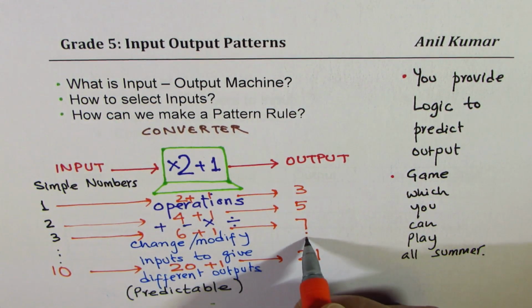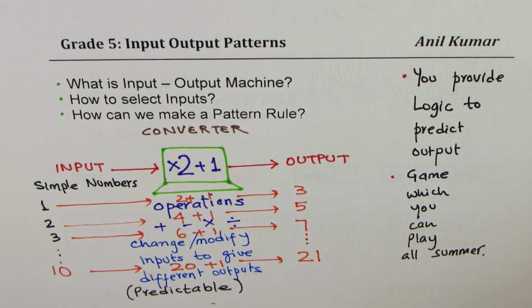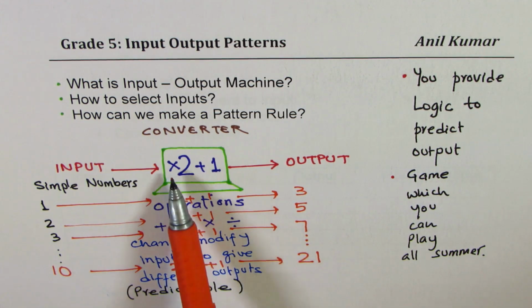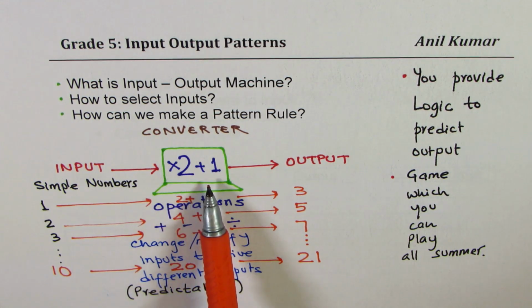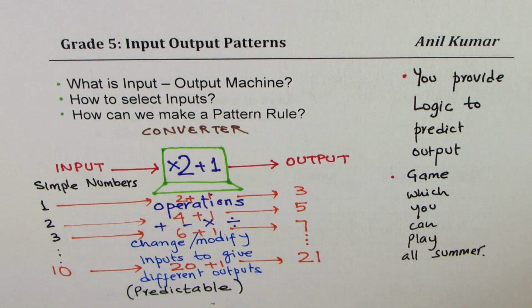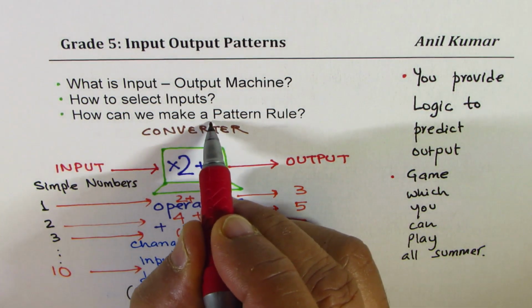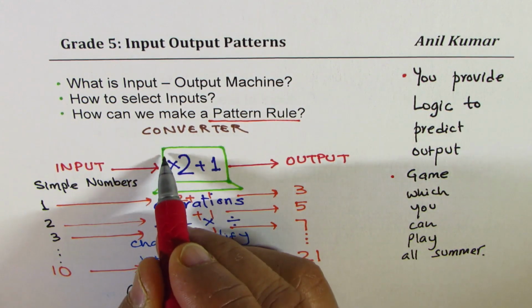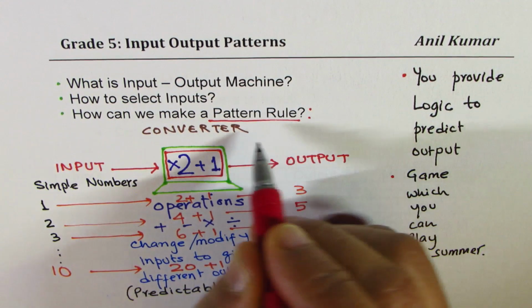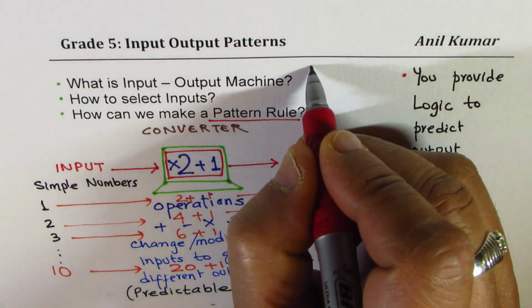Do you see? So that becomes a game. You can ask your friend, if you enter 100, what should be the output? Right? So that is how it can be played. And this portion, what the machine is going to do, you can decide, and whatever you decide will be called a pattern rule. Do you see that? So this is basically a pattern rule. So in our case, what is the pattern rule? Double the number.